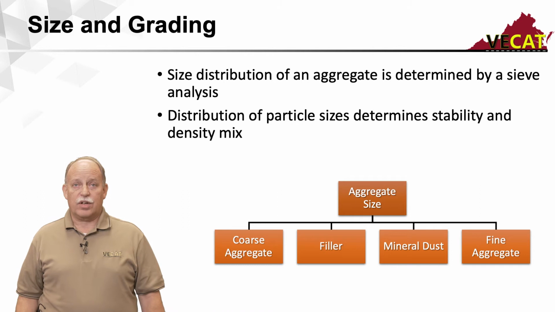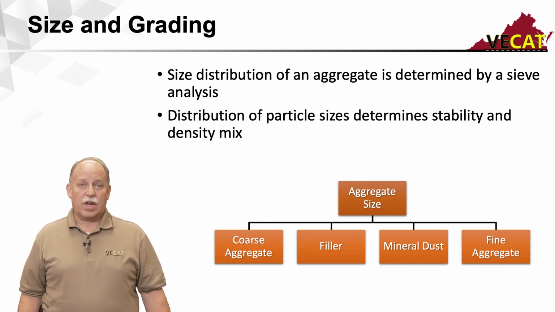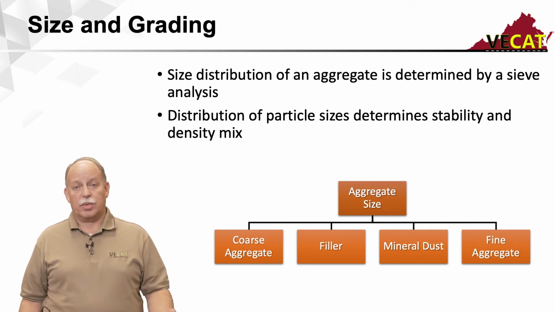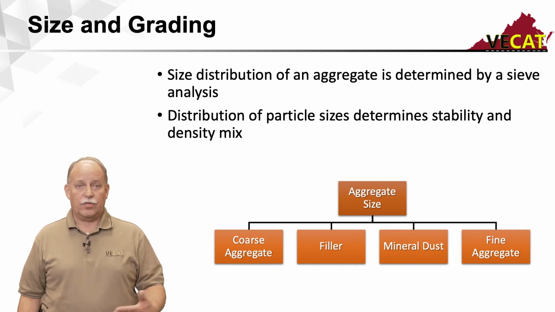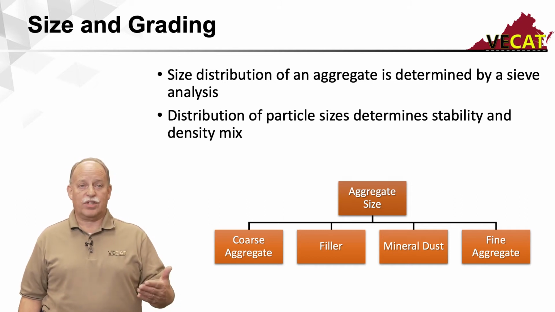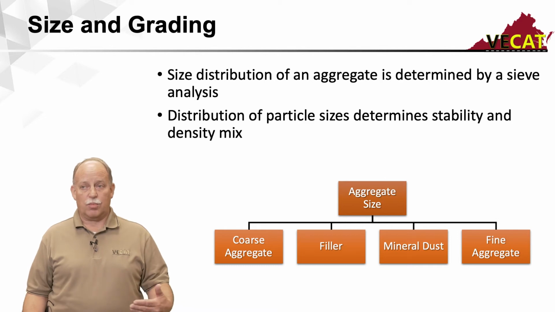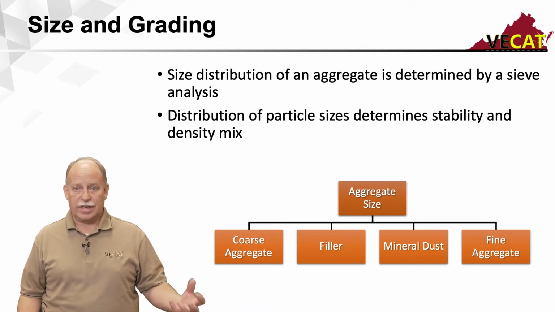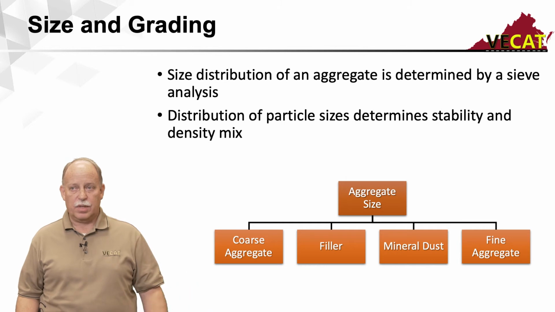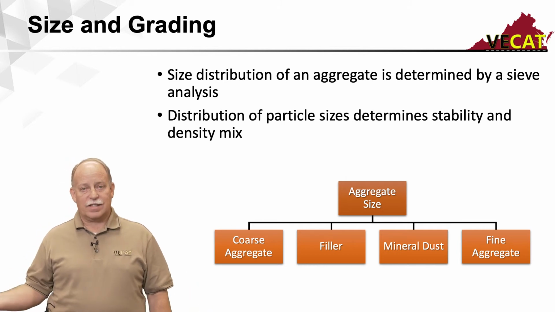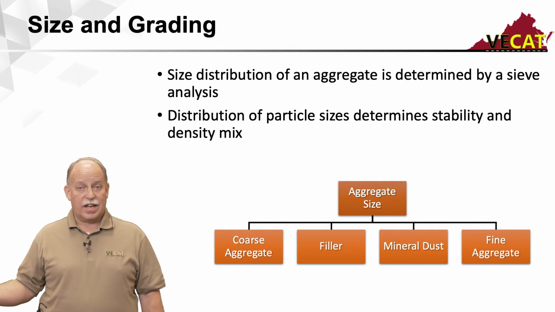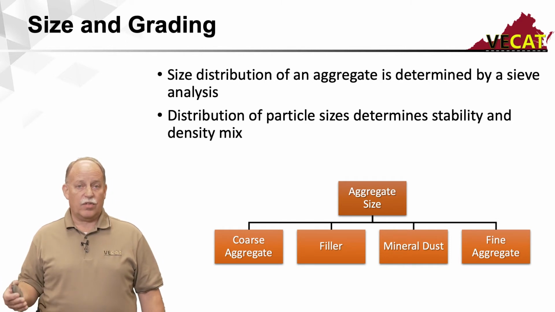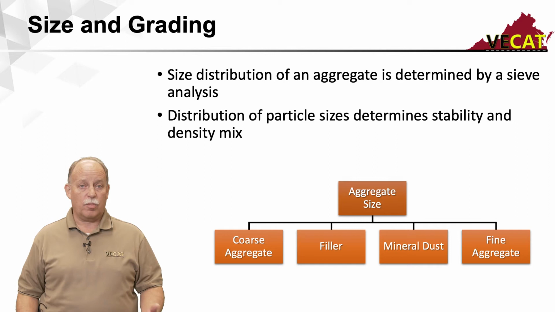Well, let's talk about size and grading. Size, the distribution of the aggregate, is determined by a sieve analysis. And that sieve analysis will actually divide those into certain particle sizes. Those particle sizes determine the stability and ultimately the density of the mix. If you look at this chart, you'll see that you have an aggregate size, and it's broken down into a number of different sizes. You have the coarse aggregate. Again, that's the larger aggregate fraction, on the left side. If you look to the far right side, as we spoke of earlier, that's the fine aggregate fraction. And then in the middle, the very finer material is either a filler or a mineral dust. And those are very fine materials.